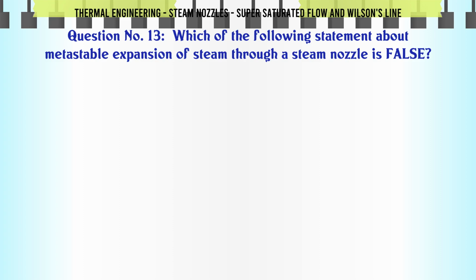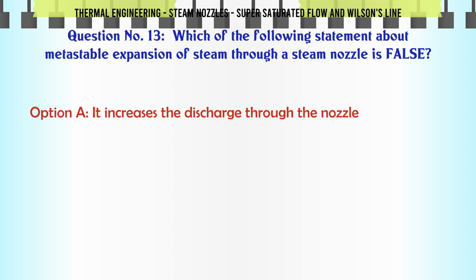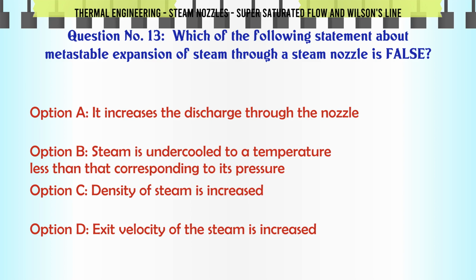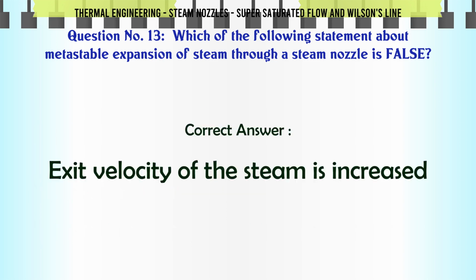Which of the following statements about metastable expansion of steam through a steam nozzle is false? A: It increases the discharge through the nozzle. B: Steam is undercooled to a temperature less than that corresponding to its pressure. C: Density of steam is increased. D: Exit velocity of the steam is increased. The correct answer is: exit velocity of the steam is increased.